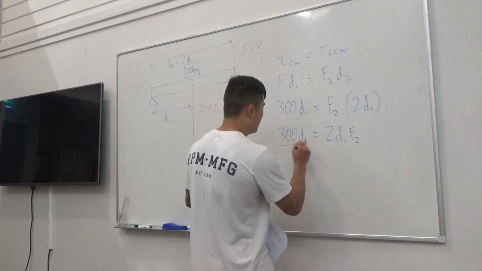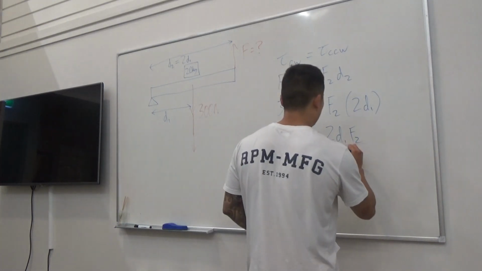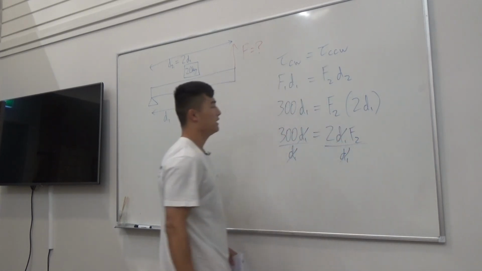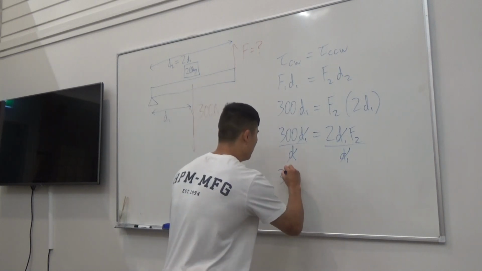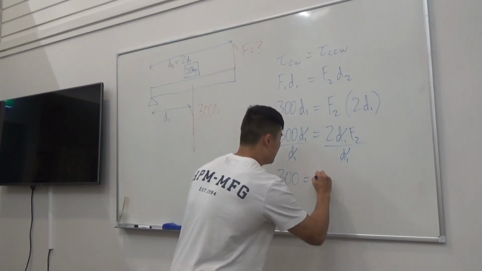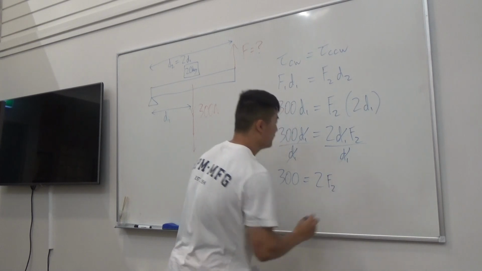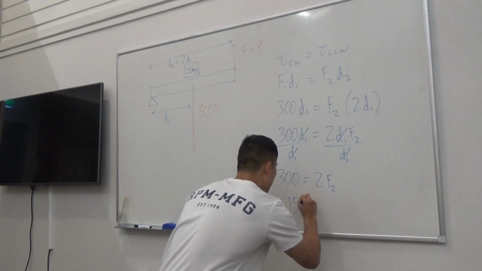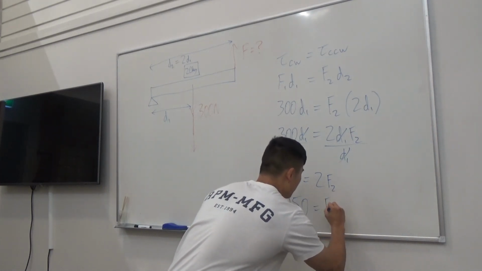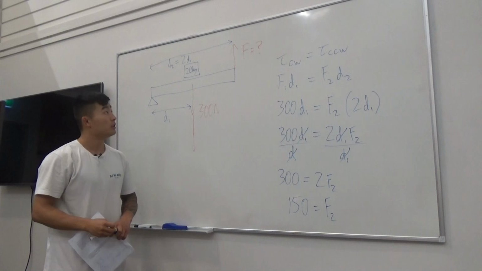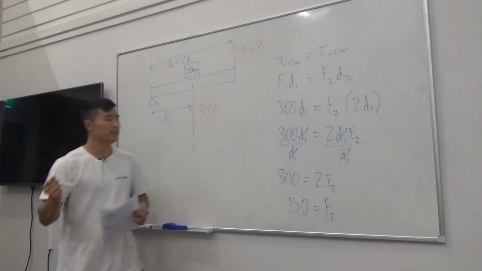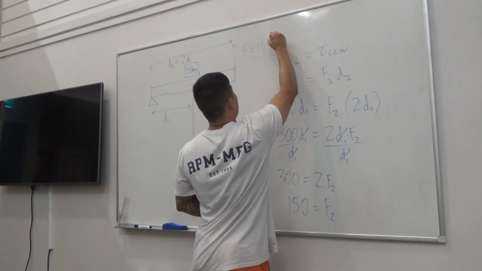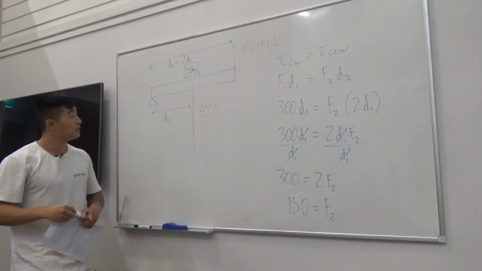So we're going to divide both sides by D1, which will cancel them out. Okay, so that leaves us with 300 is equal to 2 times F2. So divide both sides by 2, you're left with 150 is equal to F2. Okay, so our force here is 150 newtons. Okay?